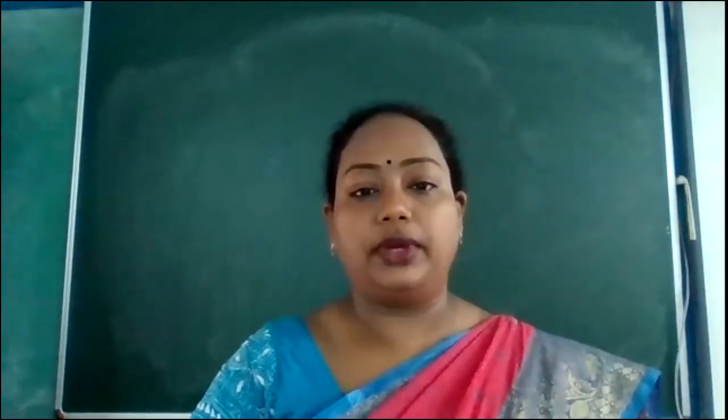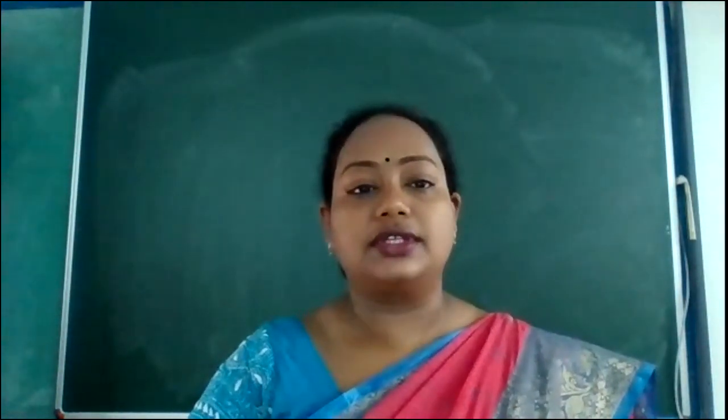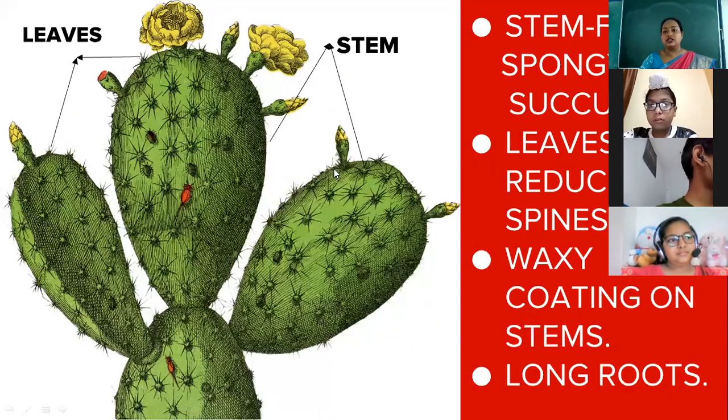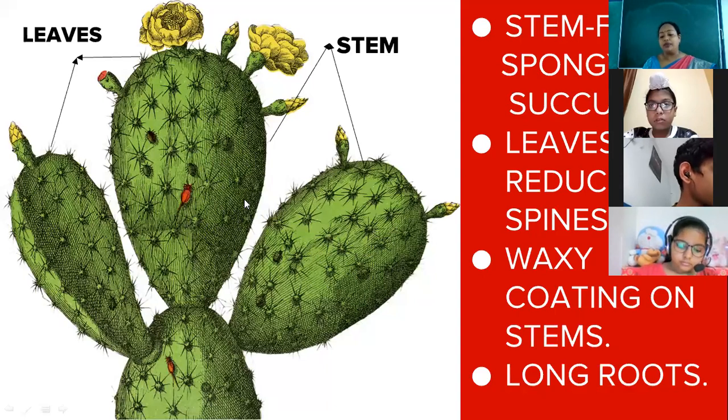Let's explore this topic. Already in the previous session, you have learned about the cactus plant, where the stem is spongy and succulent. Spongy means it is sponge-like and thick. Succulent means something is filled inside it, it is juicy in nature. But what actually is it? It is the water which is stored in the stem of the plant.